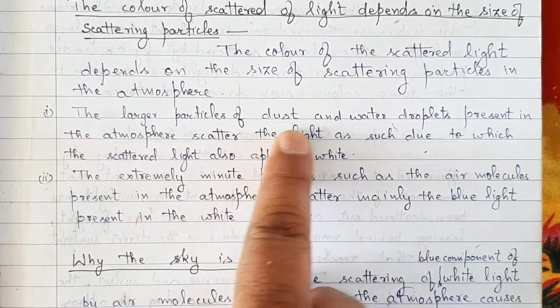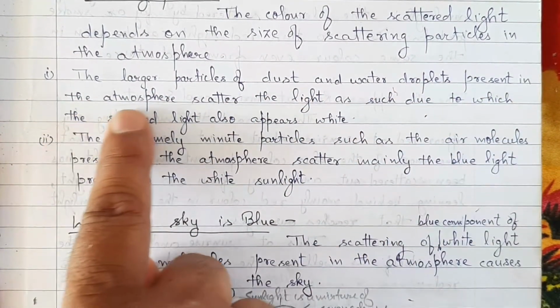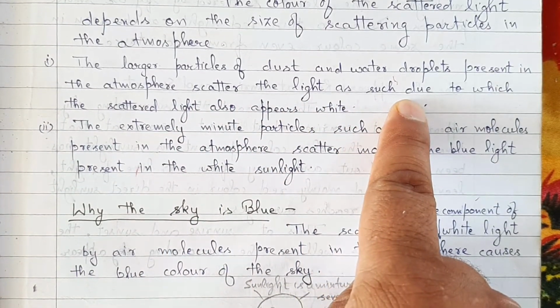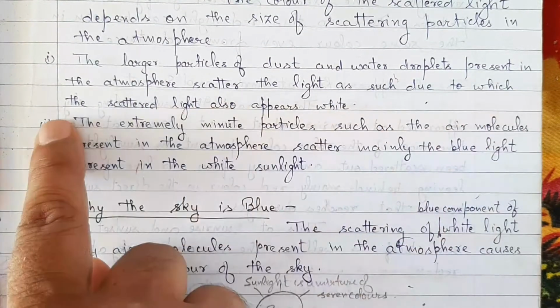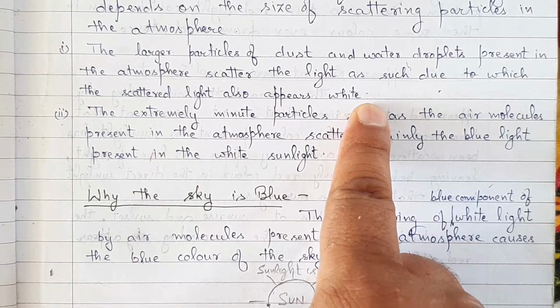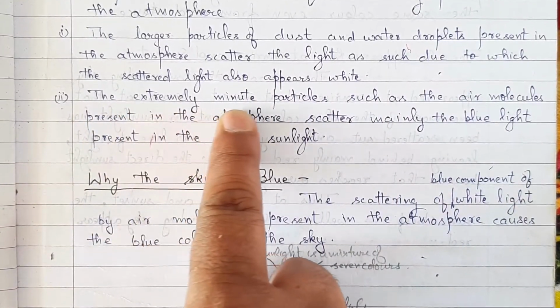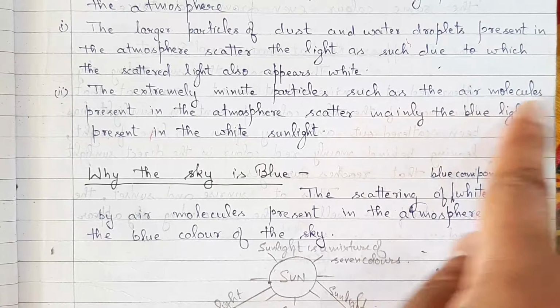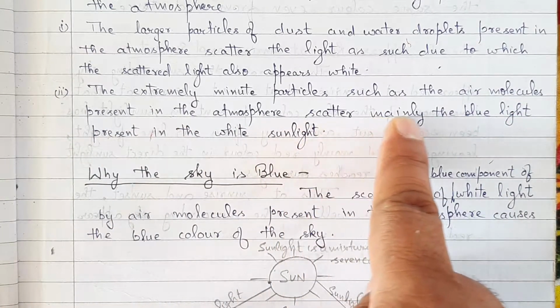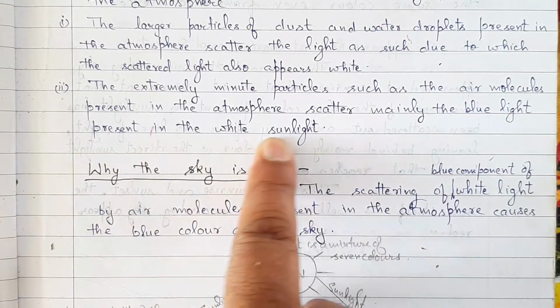The larger particles of dust and water droplets present in the atmosphere scatter the light as such, due to which the scattered light also appears white. The extremely minute particles, such as the air molecules present in the atmosphere, scatter mainly the blue light present in the white sunlight.